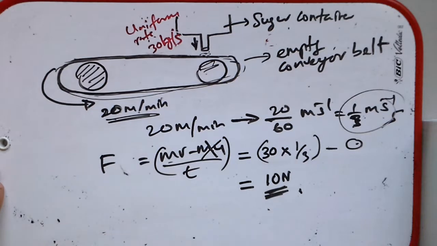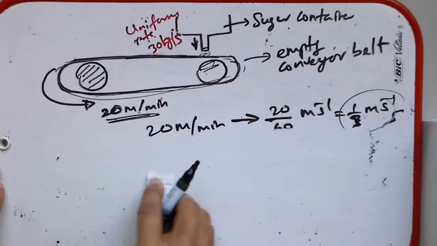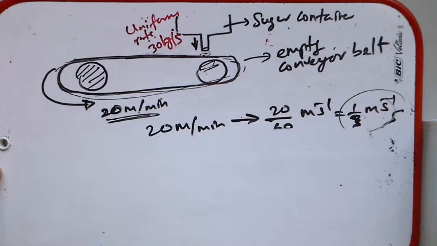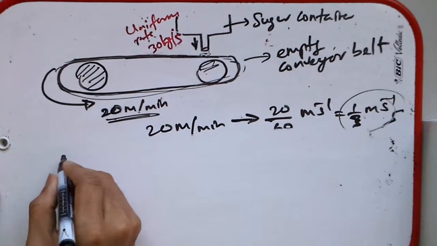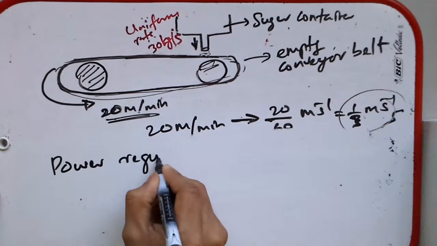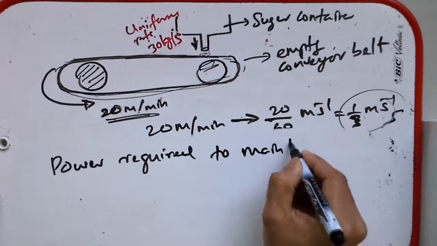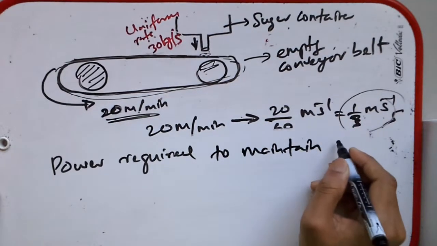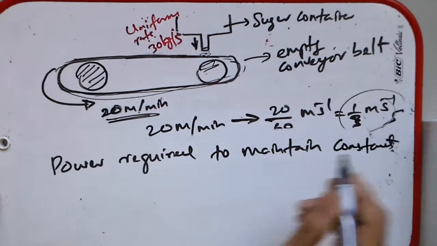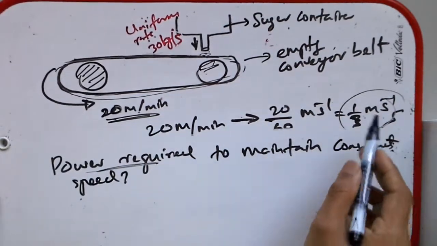And the second part of the question. For the first part, remember, we got 10 Newton. The second part of the problem is the power required to maintain constant speed. What is the power required to maintain this constant speed?